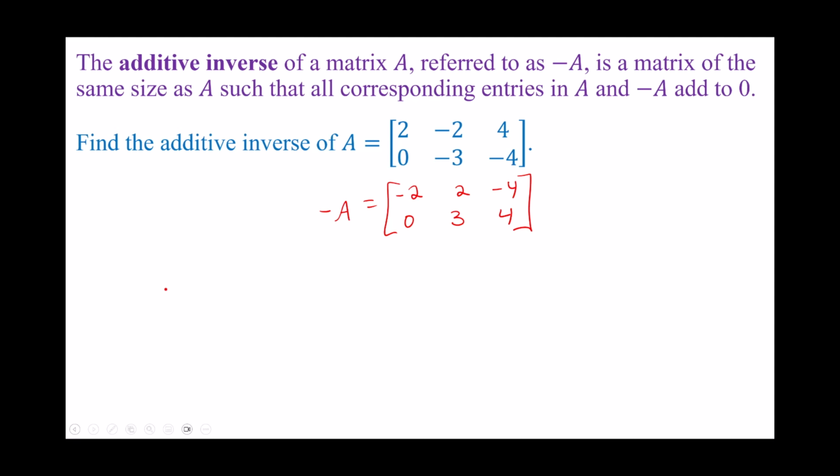Now what happens if I add a matrix and its additive inverse? If I add these together, I should get the zero matrix. And that is true in this case. 2 plus -2 is 0. -2 plus 2 is 0, etc. It will work for all the entries because these are additive inverses.